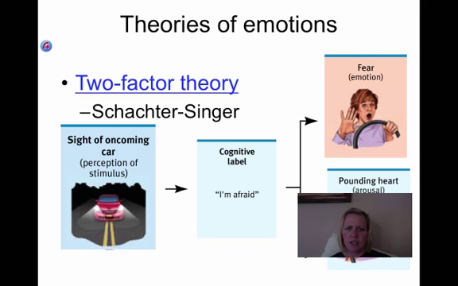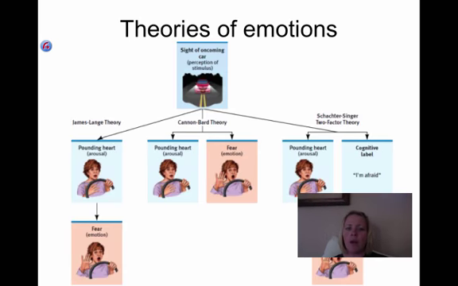And actually, this slide is wrong. Let's go to this one. Sorry, the order on that last slide was wrong, so ignore that and just look at this piece right here. In Schachter and Singer, you have arousal and the cognitive label at the same time, simultaneously. So the car's coming at you, your heart's pounding, and you think, okay, there's a car coming at me, I must be afraid.